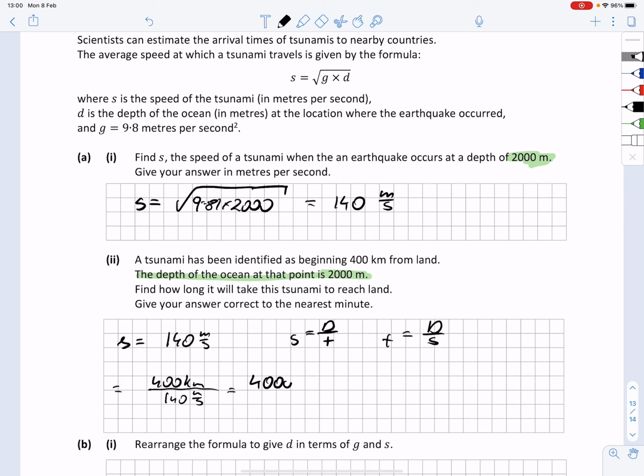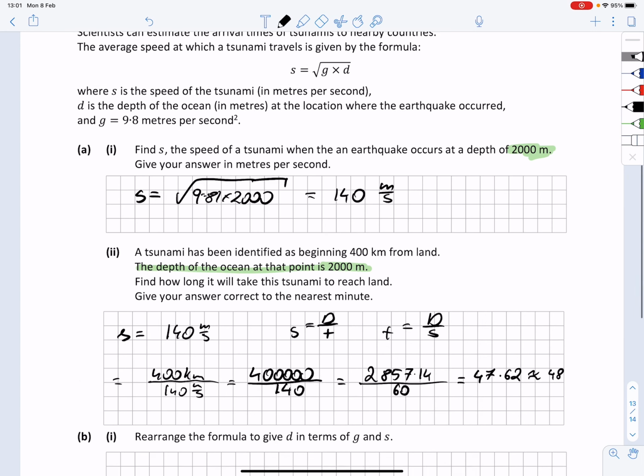So I have to convert my kilometers into meters in order to be able to carry out this calculation. So that's 400,000 divided by 140, which when I calculate, I'm going to get the value of 2857.14 seconds. So that's in seconds, but obviously the question is asking us to give the answer correct to the nearest minute. So let's convert this into minutes by dividing everything by 60. So that's equal to 47.62 minutes, and correct to the nearest minute, it's 48 minutes.